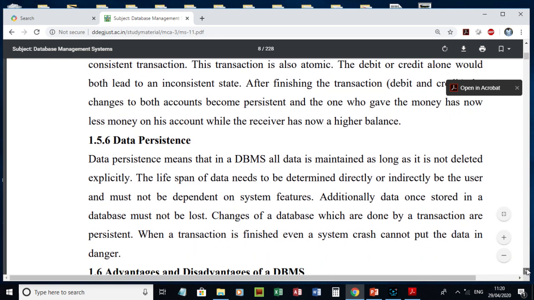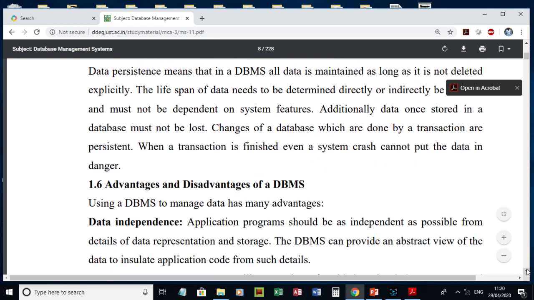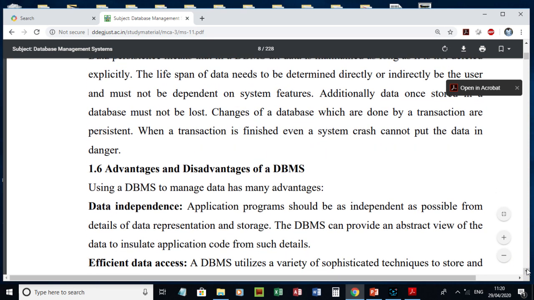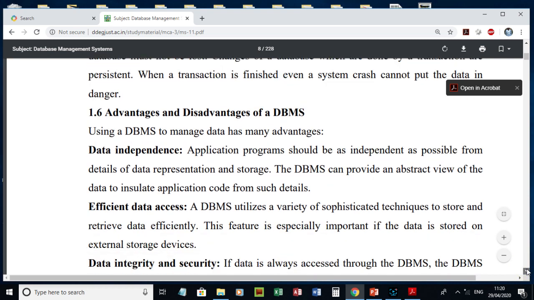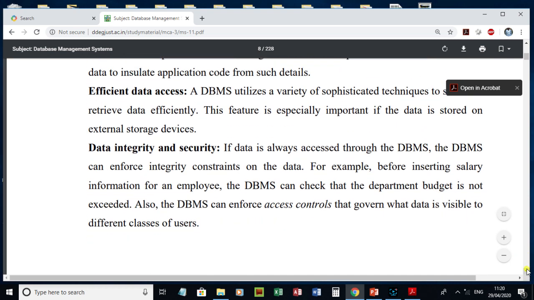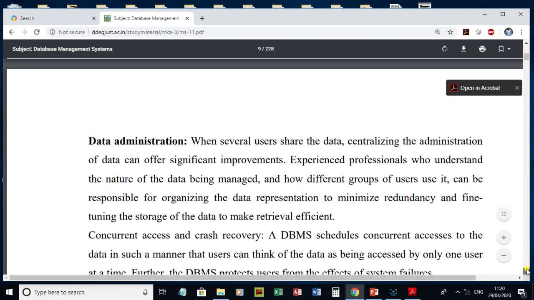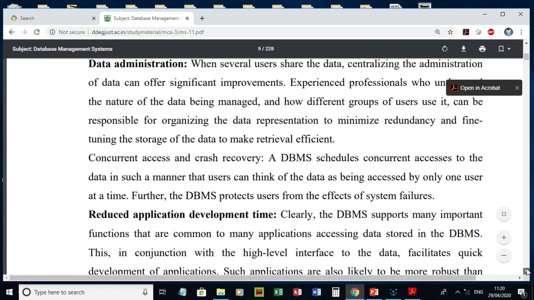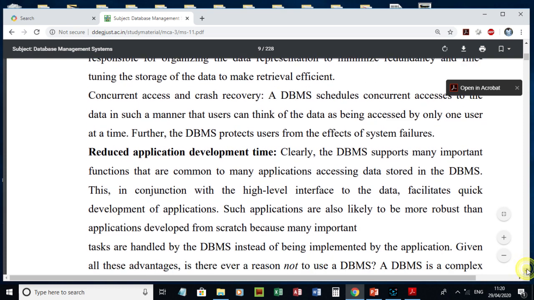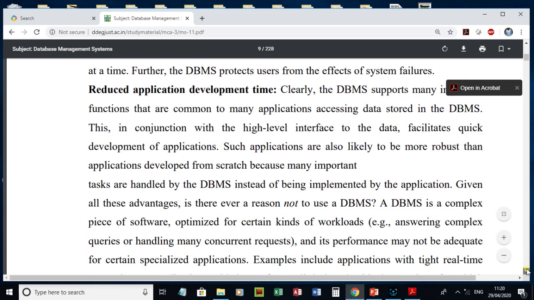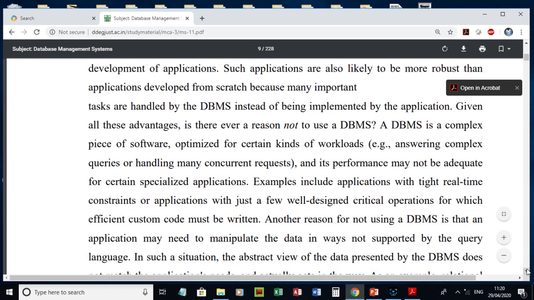Let's go to advantages. I think you can read the advantages yourself. We don't need to go through them now, but read them because I will ask you. I think these are all the advantages from this area.